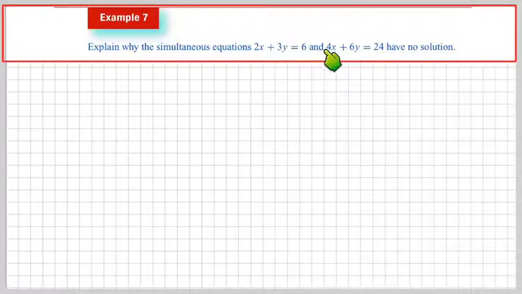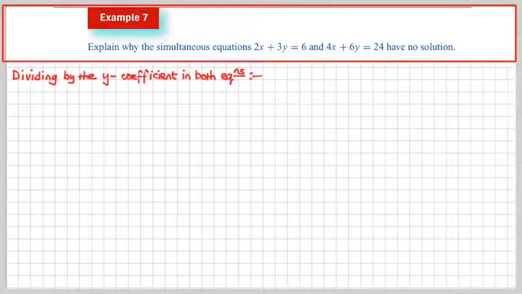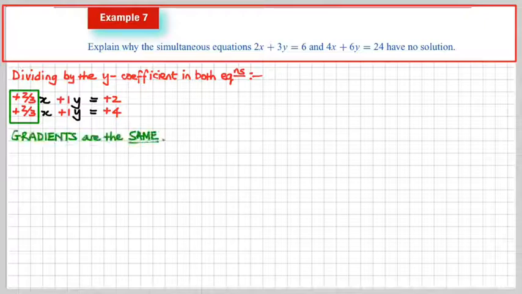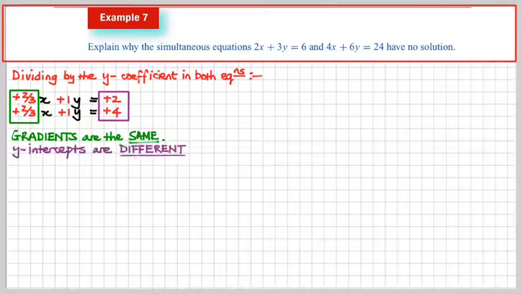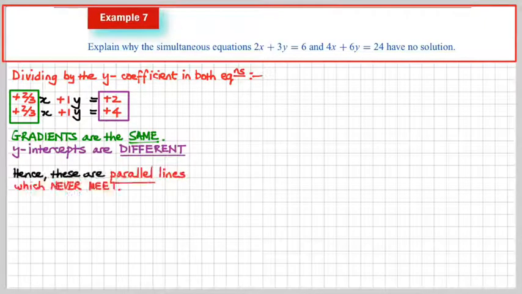That would be 2/3 x plus 1y equals 4. So that's a 2 and that's a 4, therefore the y-intercepts are different, therefore you've got no solution. It's as simple as that, but I'll go through all the motions to show you. Dividing by the y coefficient in both equations, you get 2/3 of x plus 1y equals 2, and 2/3 of x plus 1y equals 4. Look, gradients are the same, y-intercepts are different, therefore these are parallel lines which will never meet.